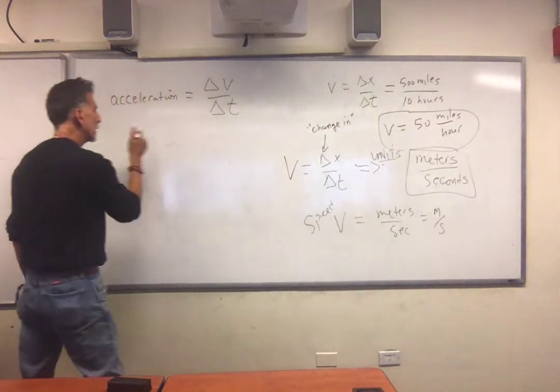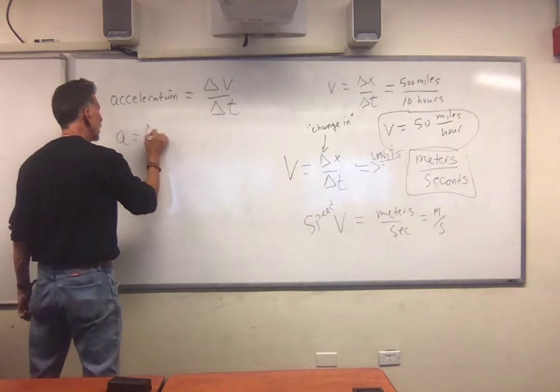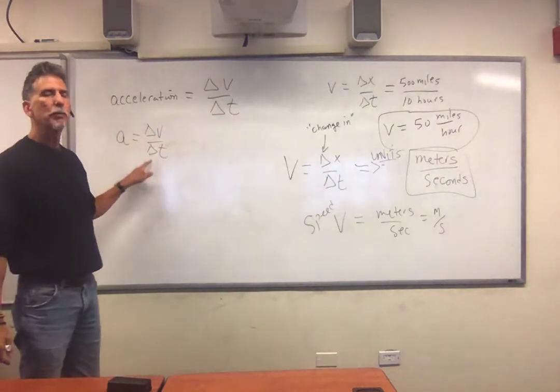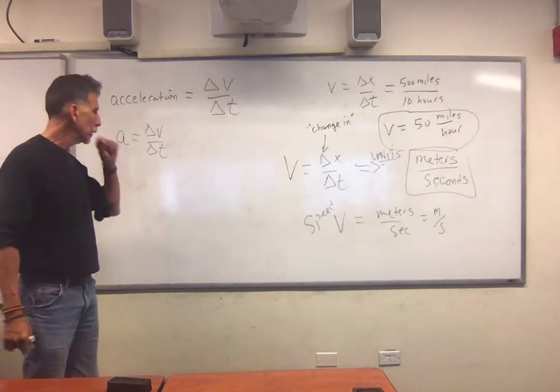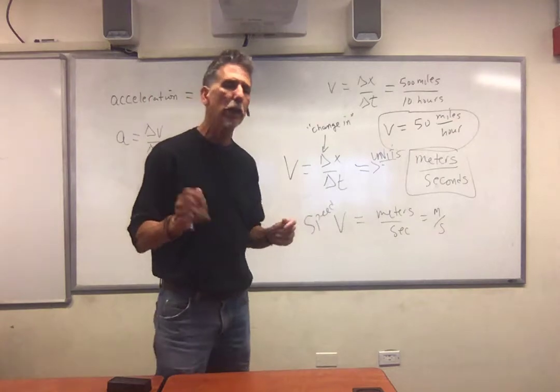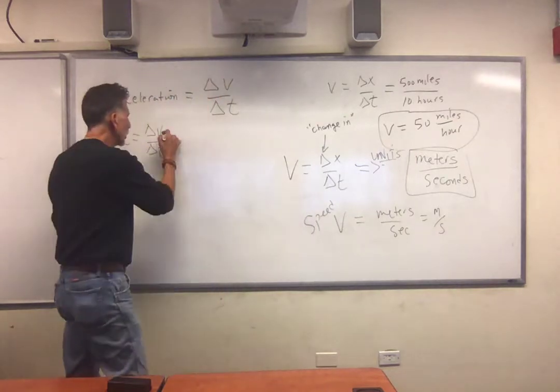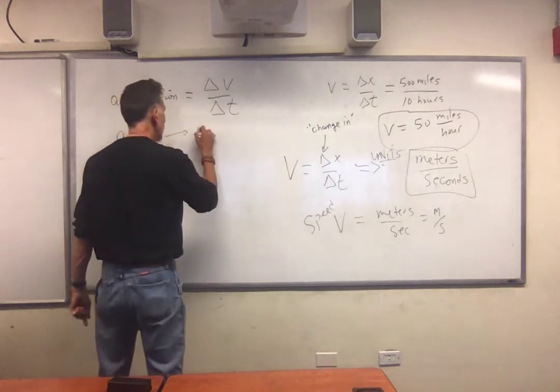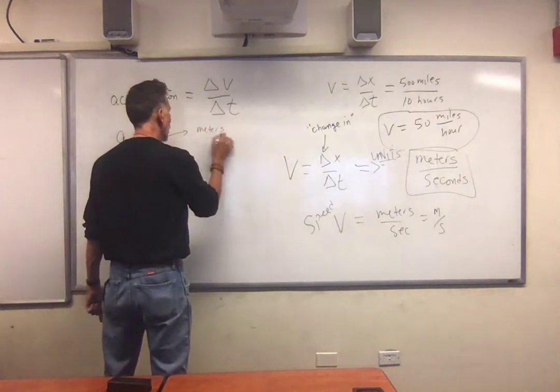Now we're writing acceleration is delta V over delta T. Change in speed over a change in time. Delta, what's the units? No units. It's a word, change in. So let's write the units of V. What's the units of speed? Well, we just said it. It's meters per second.